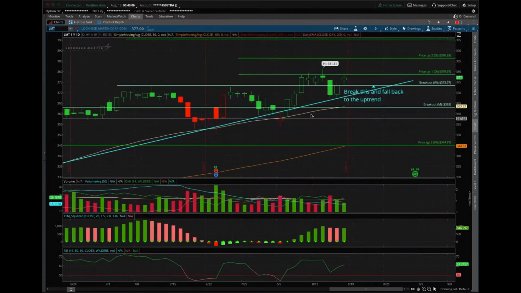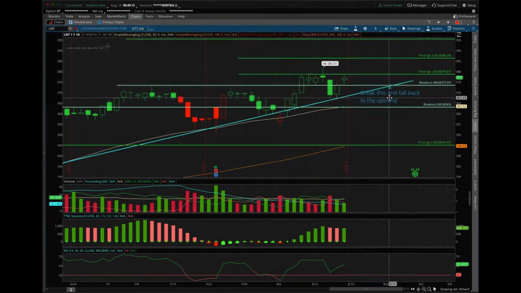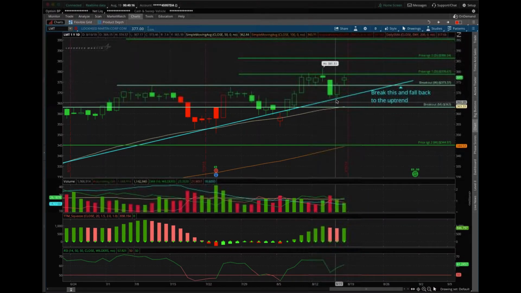So LMT, very strong still. Lots of buy volume still. Last week I said if it broke this breakout, it's going to come back and test this uptrend. It did just that. It hit that first price target. It came back, tested that, and it got above here again. So as long as it stays above 373.37, we should see a nice push towards that 387 and even 395 area, and a continued push to that 400.